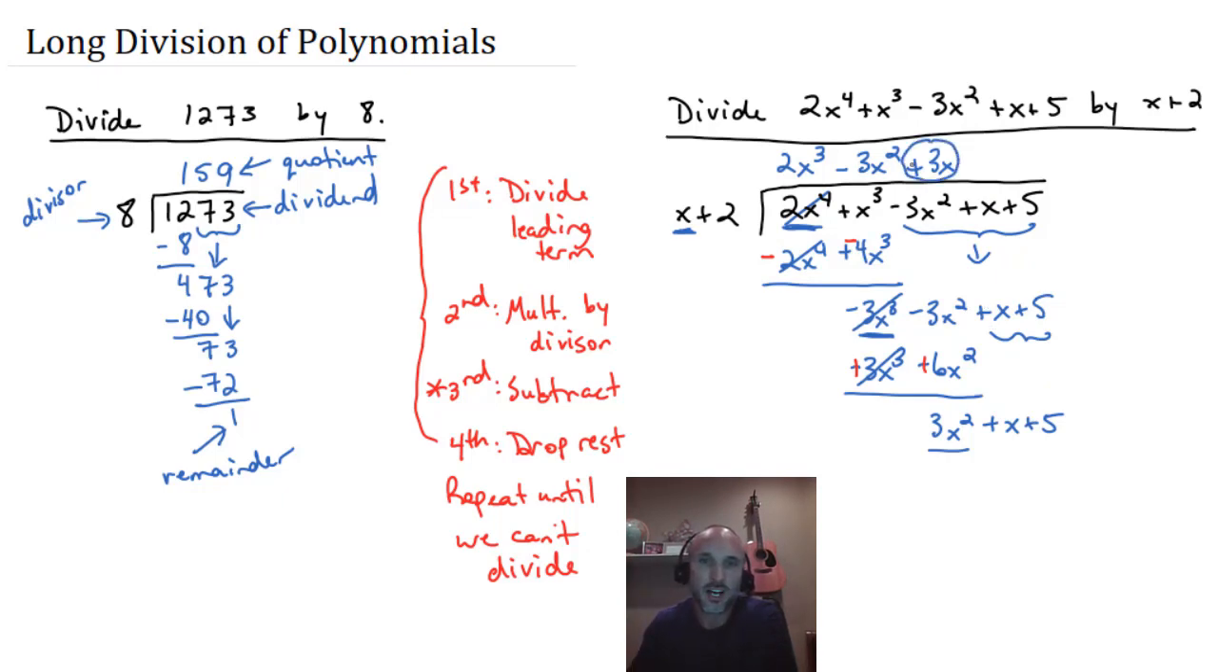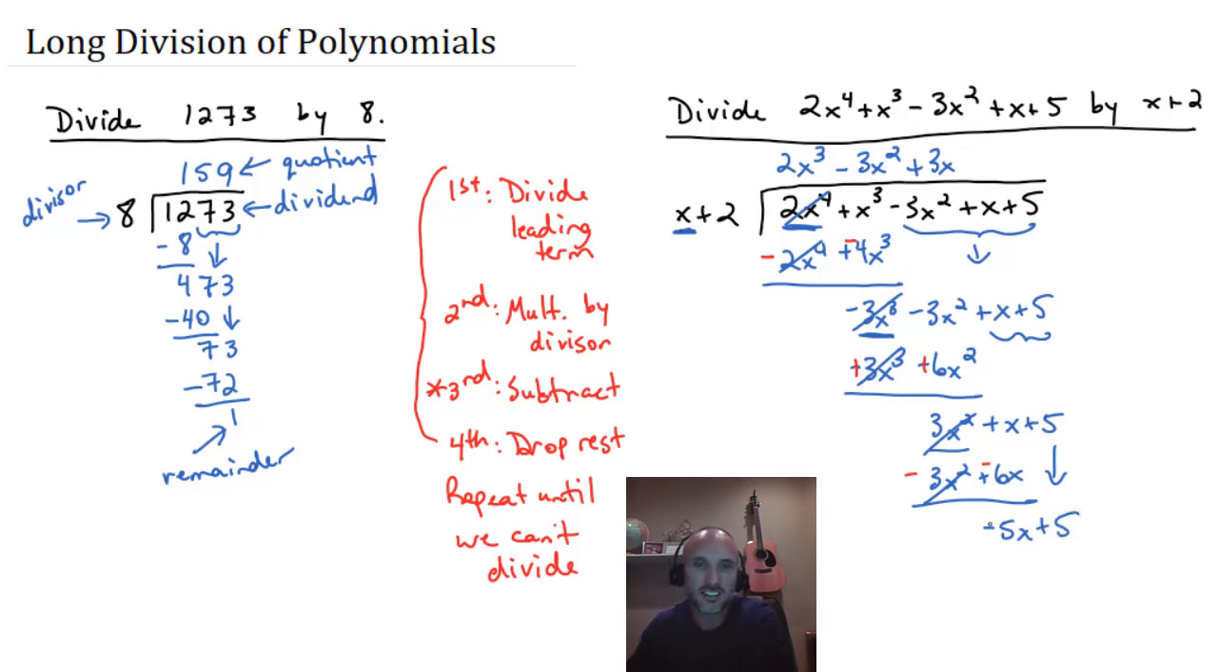All right, let's take the positive 3x and distribute it to both terms of our divisor again, giving us 3x squared plus 6x. And then we subtract, so I distribute the negative. First terms cancel. 1x minus 6x is negative 5x. And I drop my plus 5.